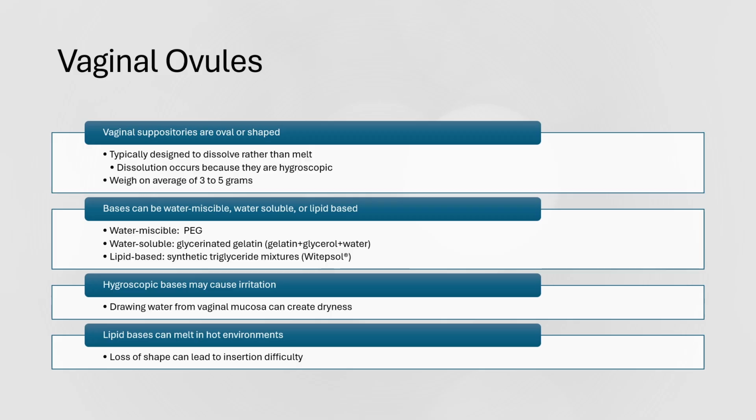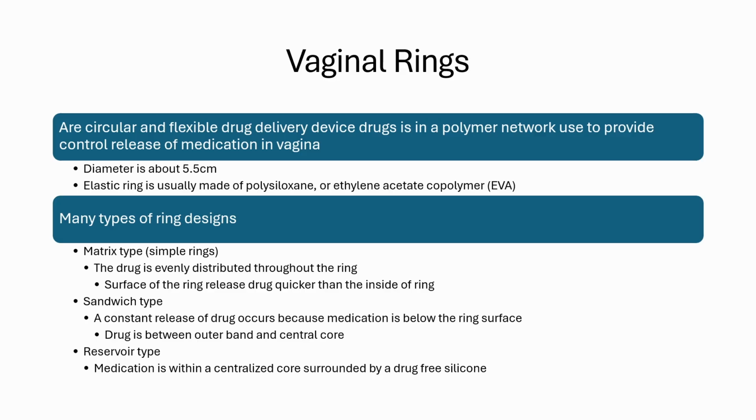Lipid-based ovules can melt in hot environments, leading to a loss of shape, which can make it difficult to handle and insert. Vaginal rings are circular, flexible drug delivery devices in which the drug is embedded in a polymer network and is used to provide controlled release of medication in the vagina. The ring's diameter can measure 5.5 centimeters, and the rings can be made of polysiloxane or ethylene acetate copolymer. There are many types of ring designs.